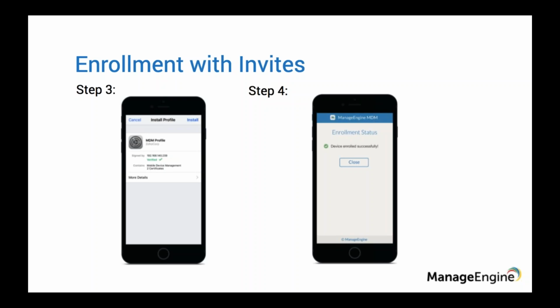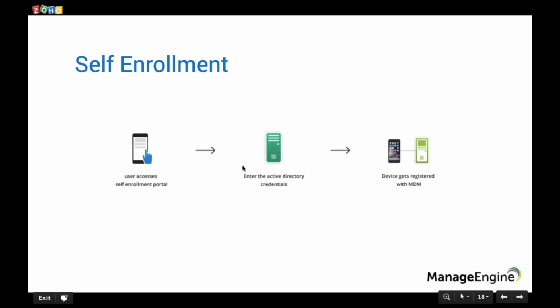So now that we have seen how to enroll our devices with invites, as an IT administrator, it is a tedious process for me to keep sending out invites every time I want to enroll a device. Is there a way with which I can enroll devices without having to send out invites? Yes, Mobile Device Manager Plus has an enrollment method known as self-enrollment. This enrollment method is left completely in the hands of the user. The user accesses a self-enrollment portal to perform the enrollment, using his Active Directory credentials to authenticate. Once the devices have been enrolled, they get registered with MDM.